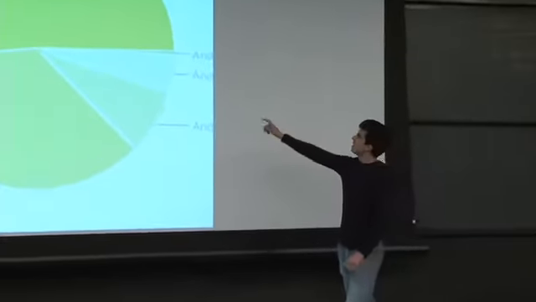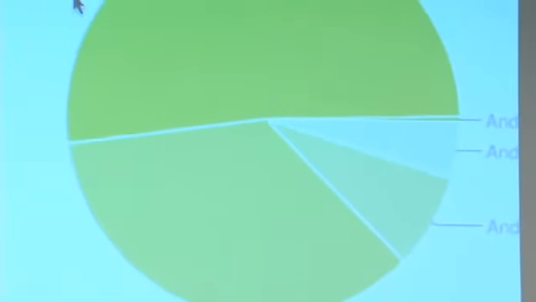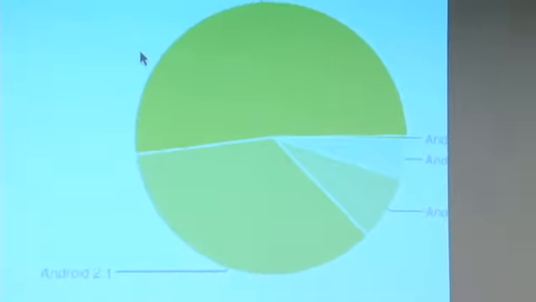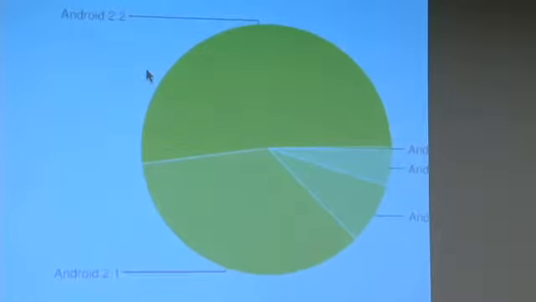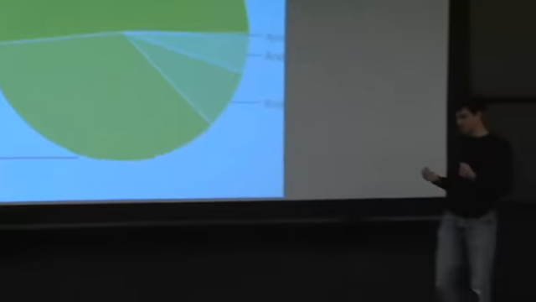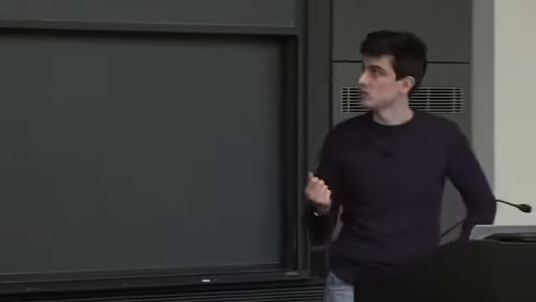We can see that right here, the biggest portion of this pie chart is Android 2.2, codenamed Froyo. This implies that the majority of Android users are actually using this version, which is, as of right now, the latest, most commonly available version. There is actually a later version available, Android 2.3, but you pretty much have to purchase a brand new phone to get it.